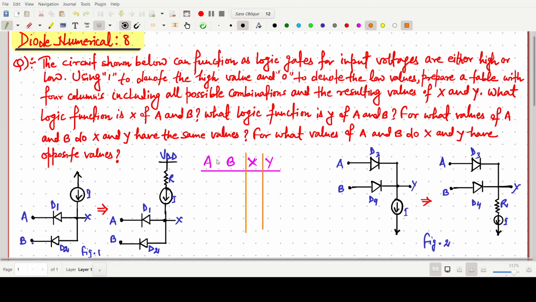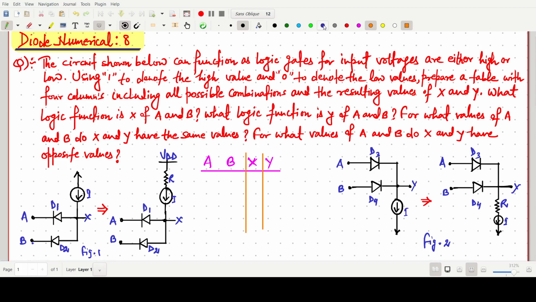We have to prepare a table with 4 columns including all possible combinations of A and B and the resulting values of X and Y. What logic function is X of A and B? What logic function is Y? For what values of A and B do X and Y have the same value, and for what values of A and B do X and Y have different, opposite values?